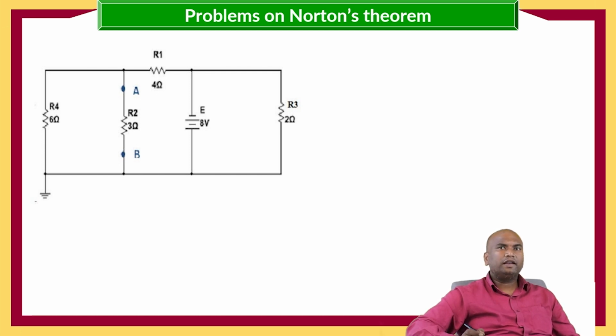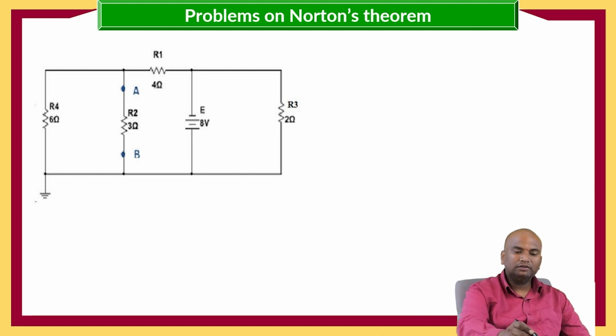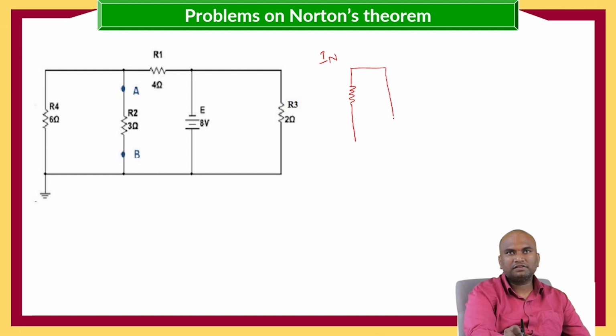This is our next problem. Here the load resistance is given. When the load resistance is given, we have to calculate the load current. So first let us go with the calculation of Norton's current, IN. For calculating Norton's current, I am replacing the load as short circuit.